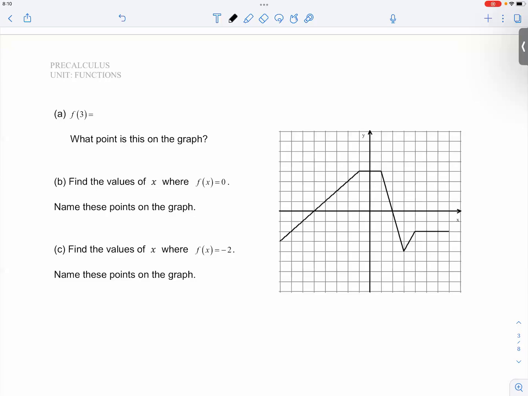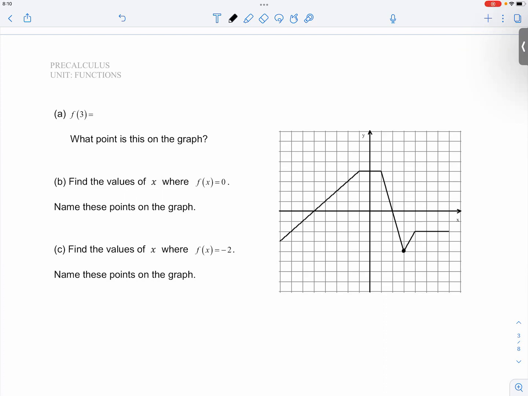Okie doke. All right. So over here, we have a graph to the right-hand side, and we say, all right, so can you interpret this graph? This is a function of the line. It's f of x. And we say, hey, what's f of 3? That should be easy, right? Well, it's f of 3.